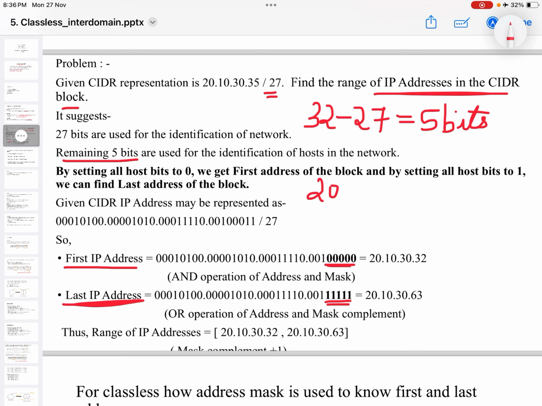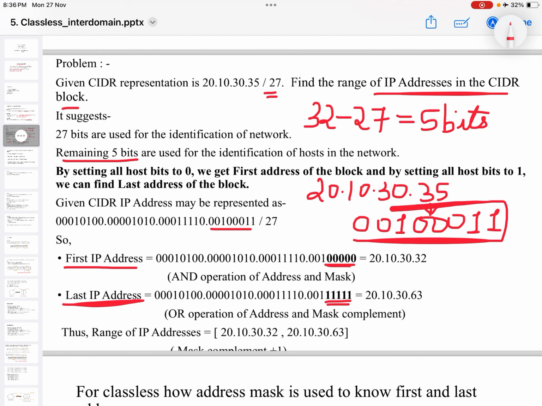So 20.10.30 will remain as it is. 35 is 00100011. This is the representation for 35. Now instead of this, we'll write 001 followed by five 0s. If you put this in the calculator, you get the decimal equivalent as 32.